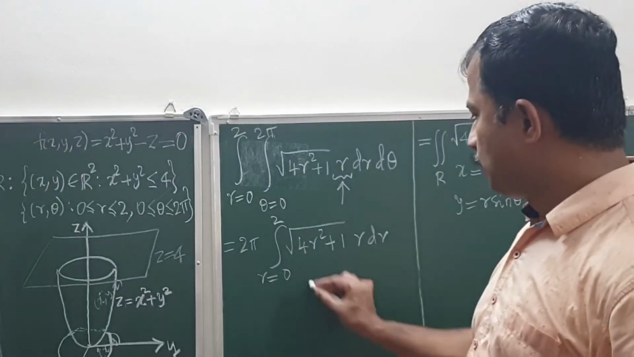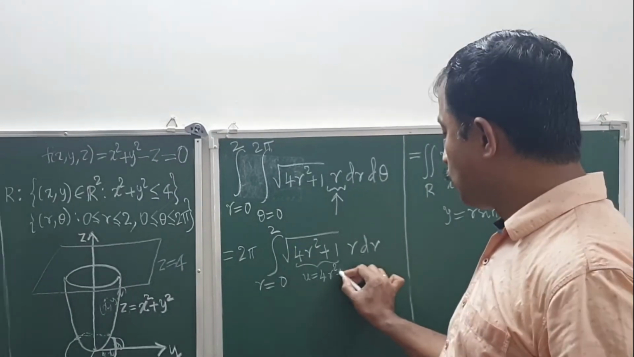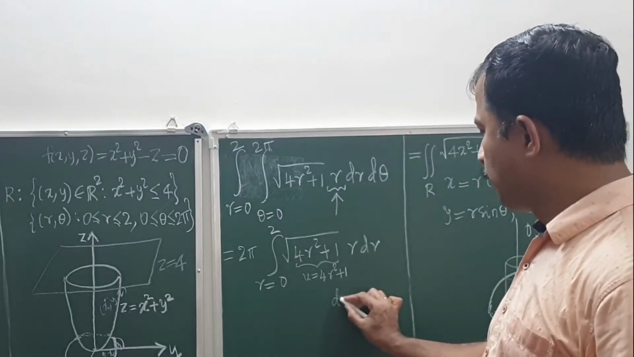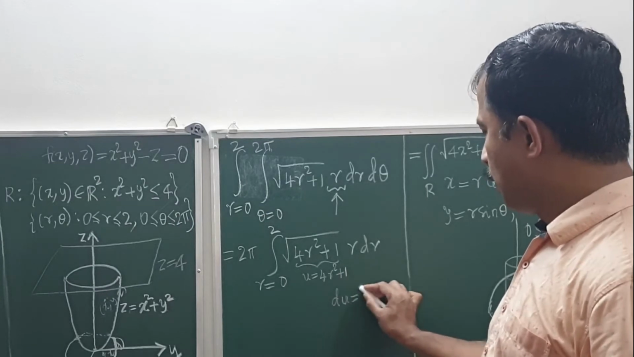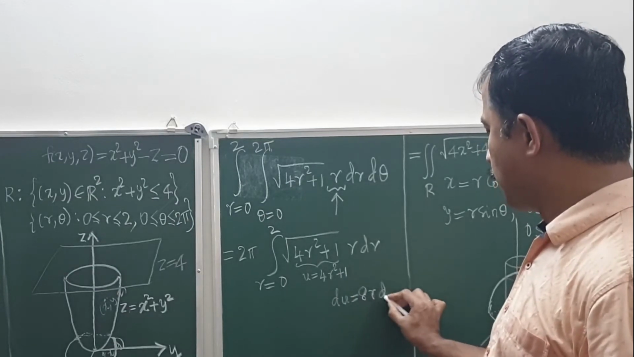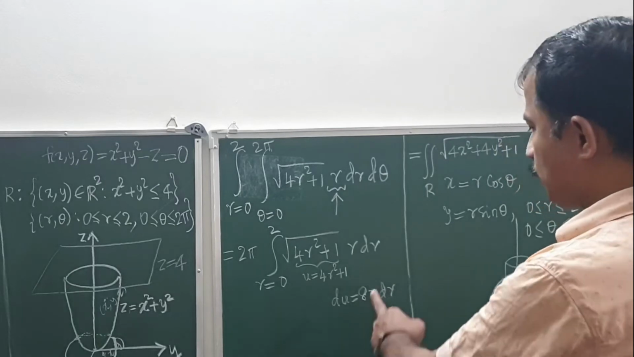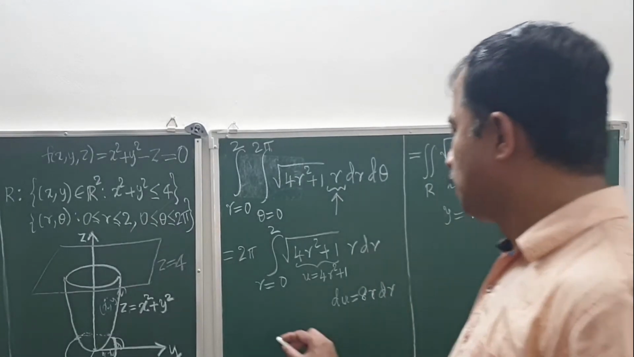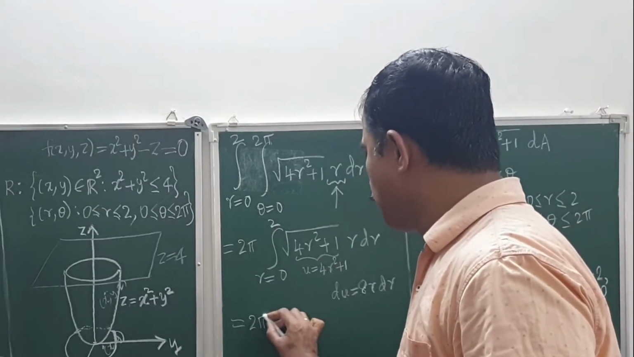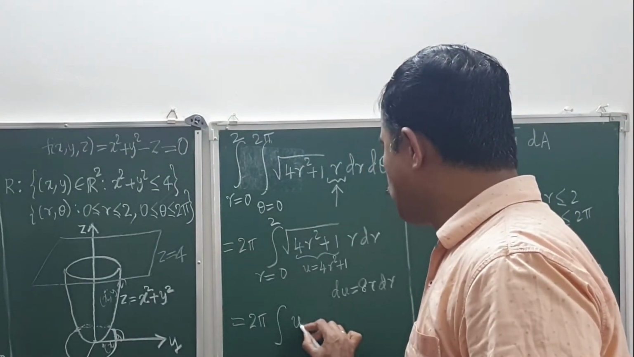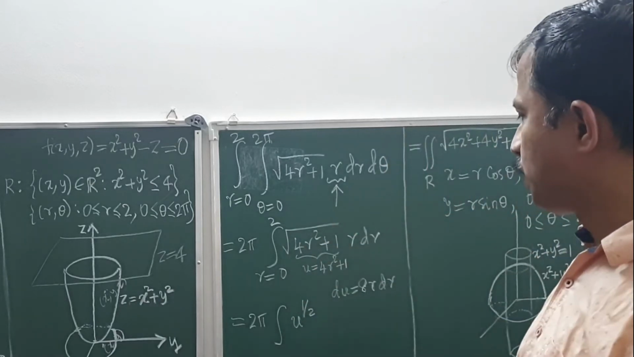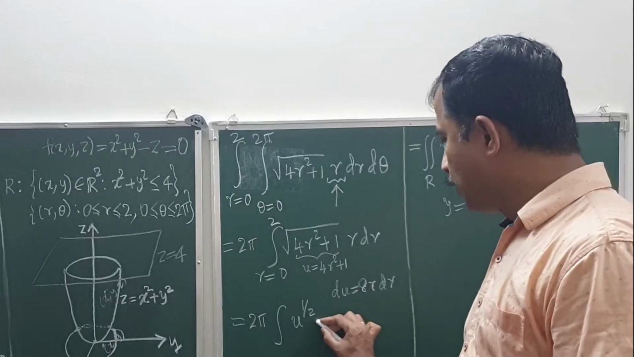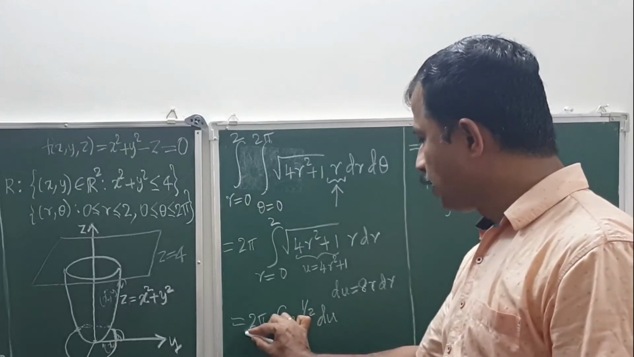Now what we do is we put u equal to 4r square plus 1. Then what happens? du will be 8r dr. So from here r dr will be 1 by 8 du, isn't it? So this is equal to 2 pi times the integral of u raised to half, because the square root of u becomes u raised to half, and r dr is 1 by 8 du. So I write 8 here.